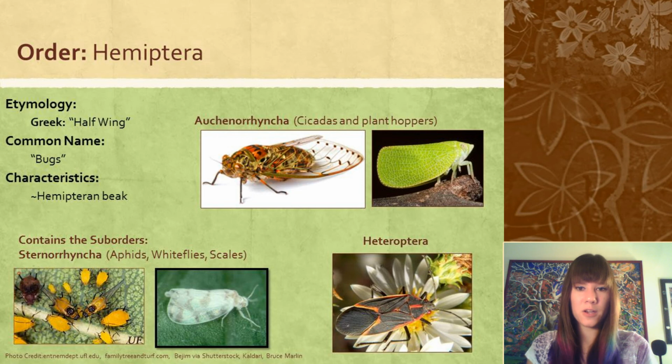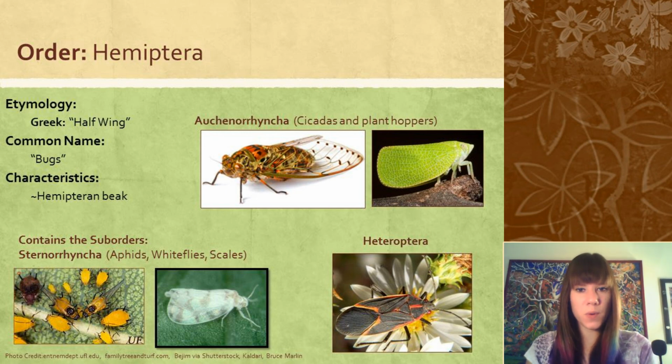Hemiptera has a bunch of suborders, but here are the 3 that are going to be most useful for you for identification. The first is Sternorhyncha, which in Greek means chest beak, and that's because it looks like the hemipteran beak, or the mouth parts, are coming out of the chest of the insect. And this includes your aphids, whiteflies, and scale insects.